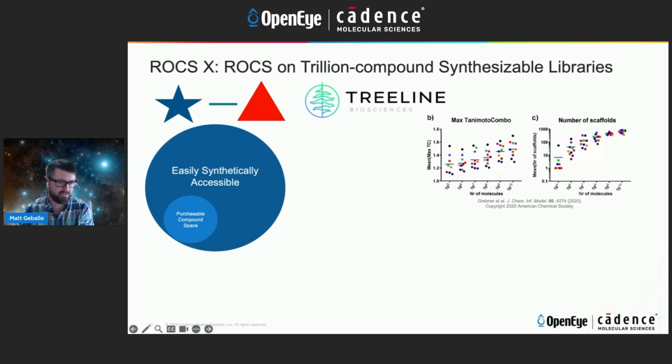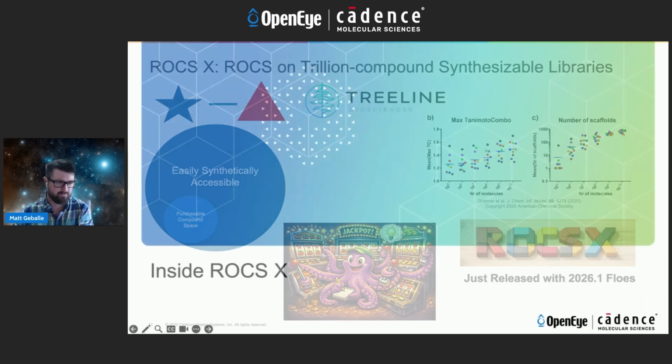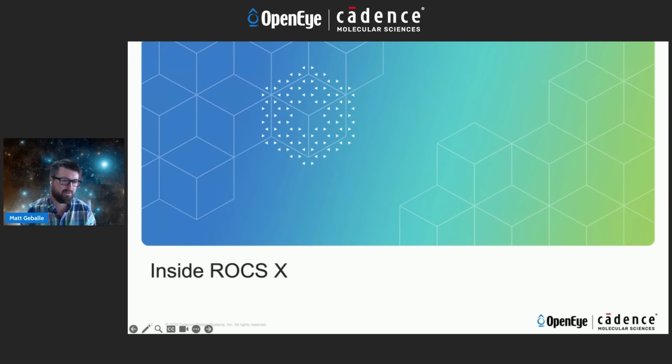Our approach to doing this is to use multi-arm bandits and active learning. And that has resulted in this ROCS X product that I'm telling you about today and has just been released as part of our 2026.1 Flow release. So now let's go inside ROCS X and talk a bit about how the search works.